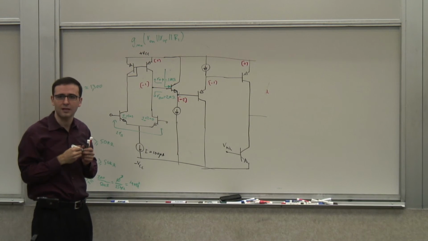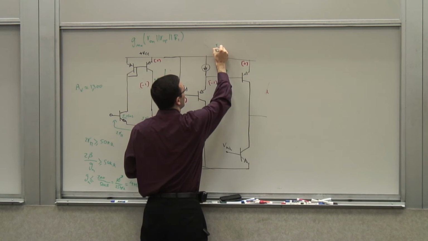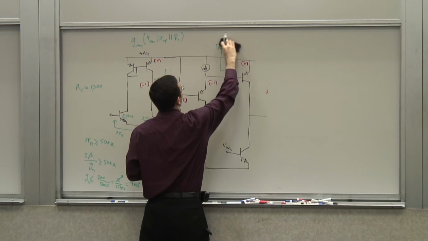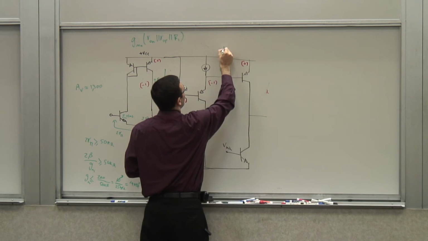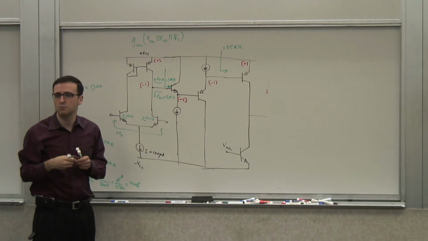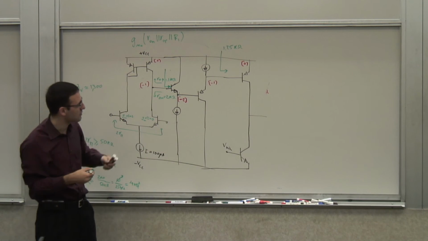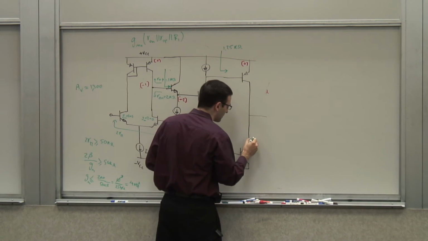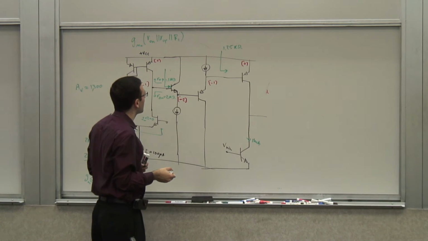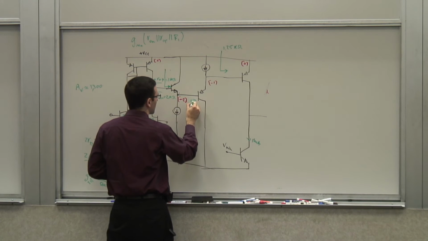Well, how do I calculate that? Well, I know this. This is r pi P, which was 1.25 kilohms. Let's say just r pi. We did calculate that. It's beta P divided by its gm. For 1 milliamp of bias current in this branch, that's 1.25 kilohms. Now, what is this impedance looking into the base here?